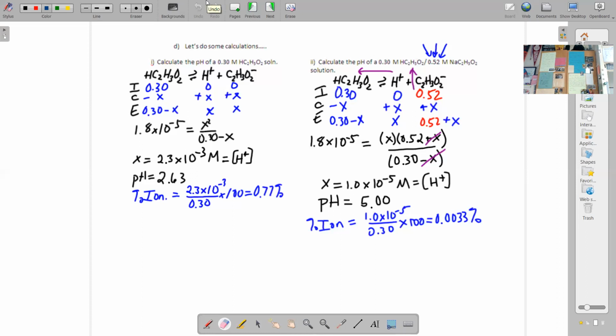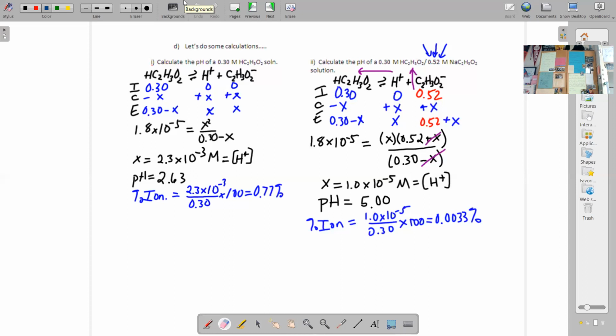Right, it went from 0.7 to 0.003. So it's not going as much in the forward direction. Do you see? That is the common ion effect. As a result, since you're not generating as much H+, what happened to the pH? Not as acidic. Do you feel like that makes sense? Okay. The common ion effect is also what a buffer is.